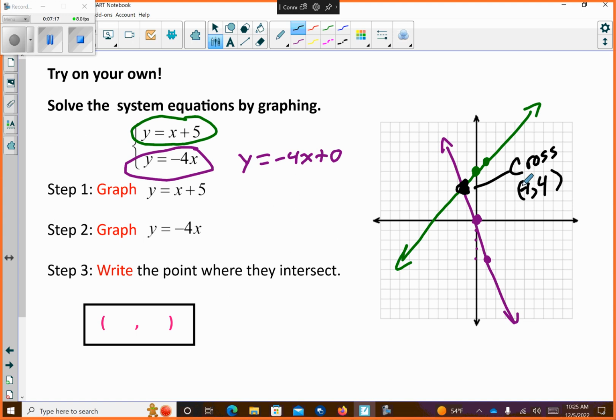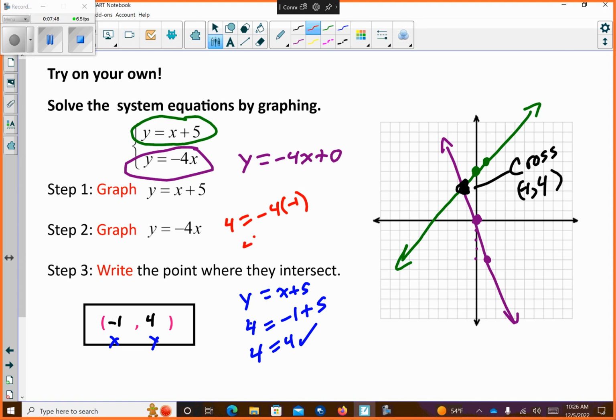Yep, -1, 4 is the solution. So how I know this is the solution is take a look at this. If I take my first equation and plug my x and y value into the equation, I get 4, which is the y, equals x, which is -1, plus 5. That means 4 equals 4. That works. If I take my other equation and plug my x and y into it, I get 4 equals -4 times -1, which is 4 equals 4.